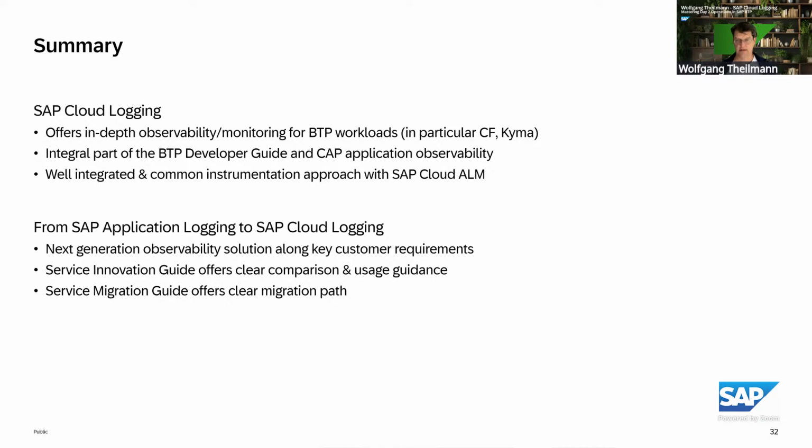And last but not least, it's well integrated and also comes with a common instrumentation and navigation approach together with Cloud ALM, so that you can go from central problem detection in Cloud ALM to problem resolution in Cloud Logging. And when you want to go from SAP application logging to Cloud Logging, just get this notion: Cloud Logging is the next generation solution across all the main customer requirements. So we will not do new innovation in application logging anymore. You have service innovation guides with clear comparison and usage guidance. You have a service migration guide, which offers a clear migration path.